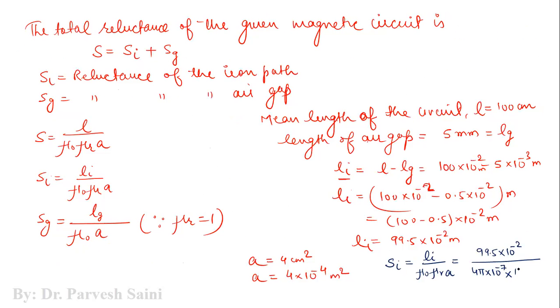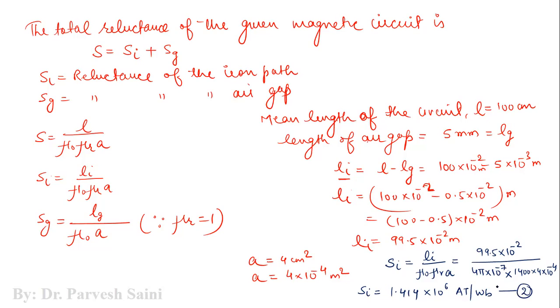So it is 1400 into 4 into 10 raised to the power minus 4. So on calculating this value, we have got Si, the reluctance of iron path, is equal to 1.414 into 10 raised to the power 6 ampere turns per Weber, right? So this is, let us say, equation 2.